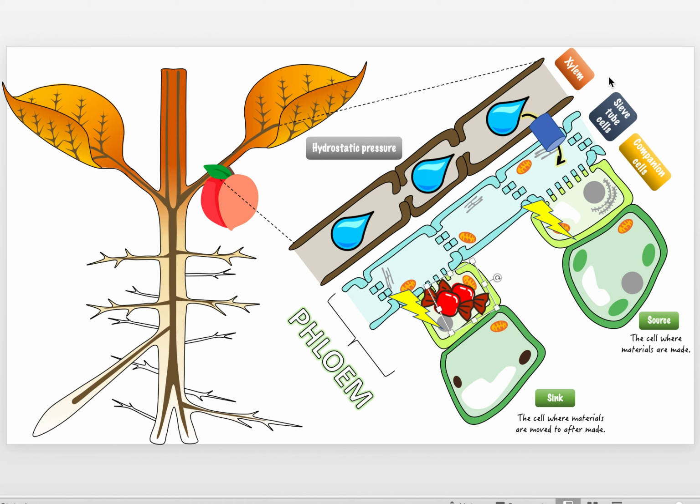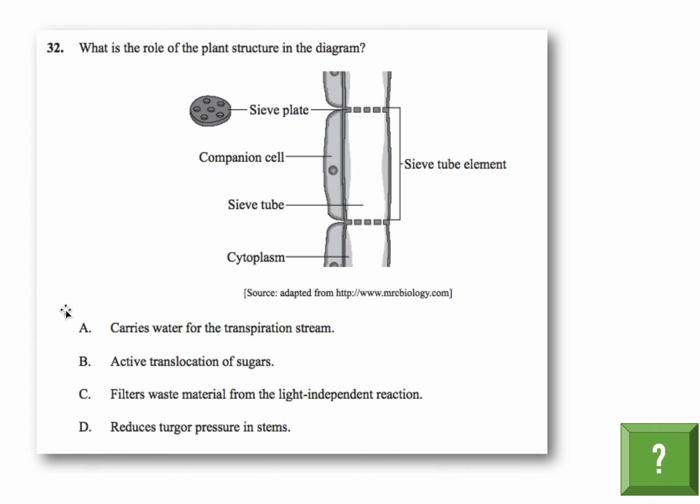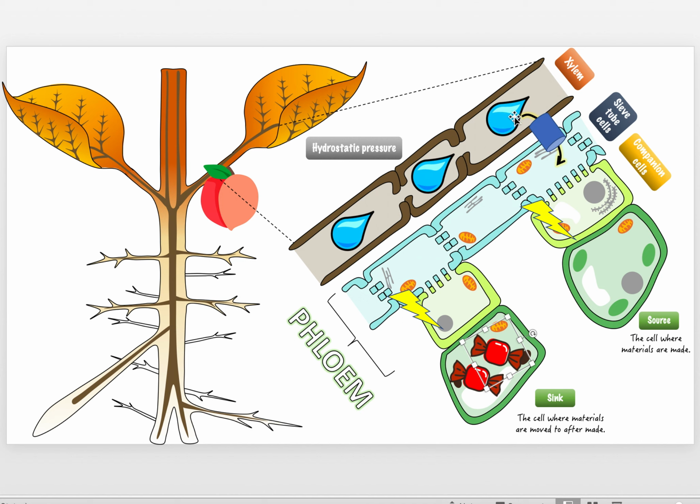Okay, so now we know what the sieve tube does, okay? We know what the purpose of this structure is, because ultimately it's brought to the sink that can use it as energy, because the sink is unable to make its own organic molecule, so it depends on the source to send it towards it. It depends on the provider, okay? So going back to the question, does it do A, carry water for the transpiration stream? No, the xylem carries water for the transpiration stream, right? That's the purpose of the xylem, to carry water from the roots all the way to the parts of the plant that need it.